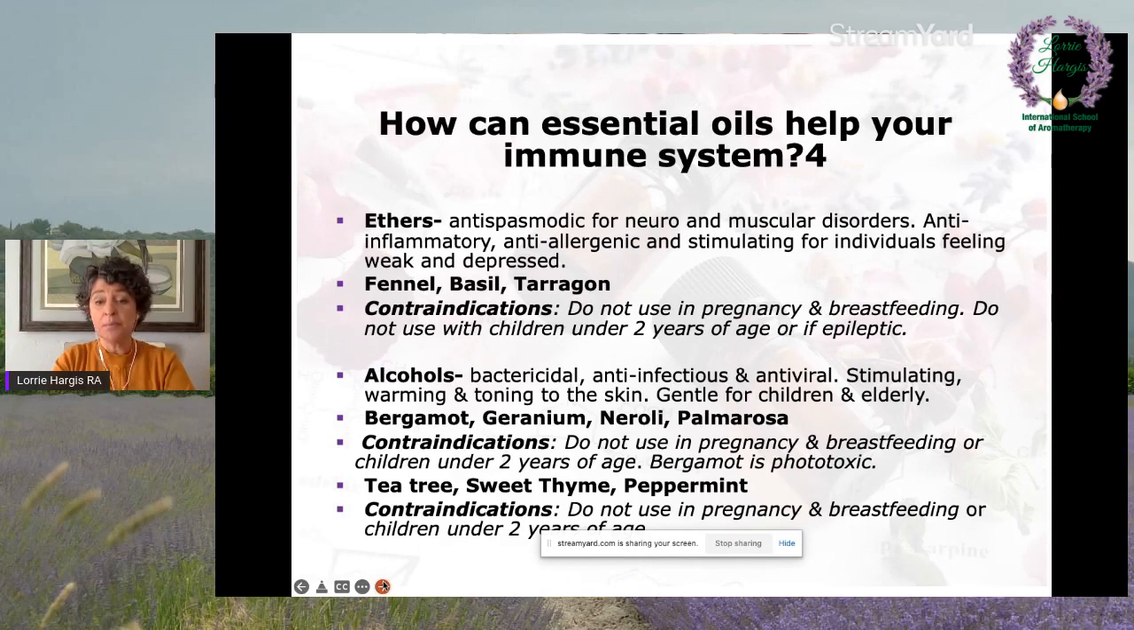Contraindications: do not use in pregnancy or breastfeeding. Do not use with children under 2 years of age or if epileptic.